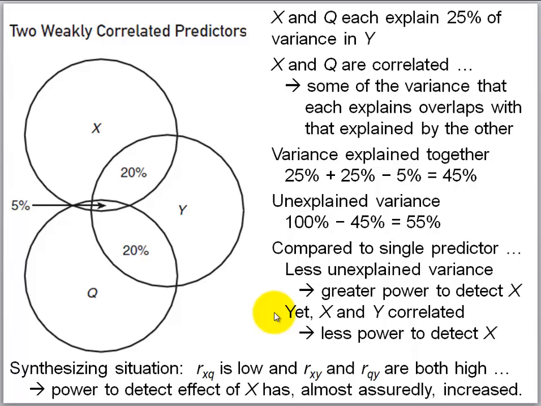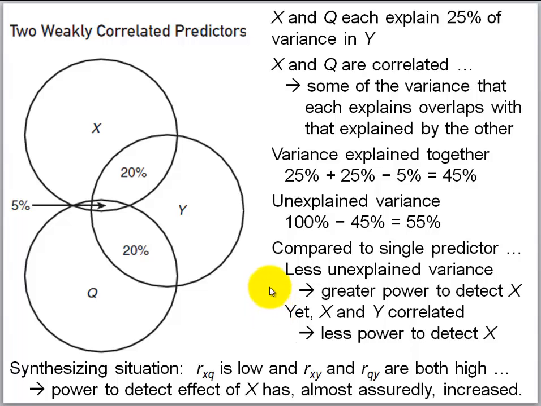So the fact that X and Q are correlated here, as contrasted to a situation as shown in the prior Venn diagram where X and Q were uncorrelated, the fact of correlation decreases the power of a statistical test to detect the unique effect of X. And also, if we were interested in detecting the unique effect of Q, the fact of correlation between the two predictors would have the pragmatic effect of reducing power.